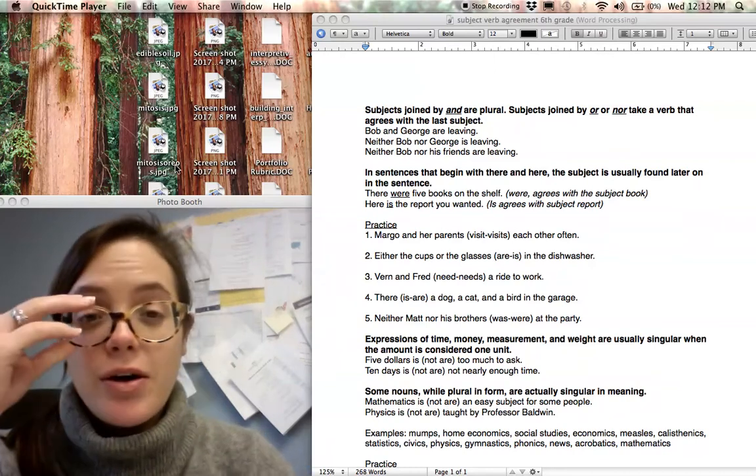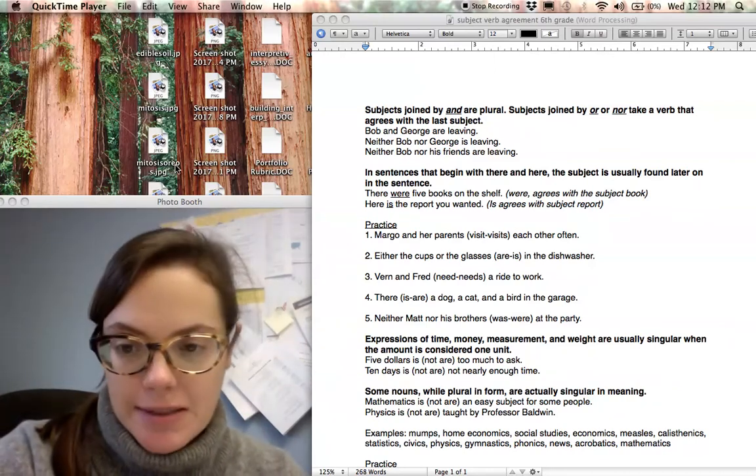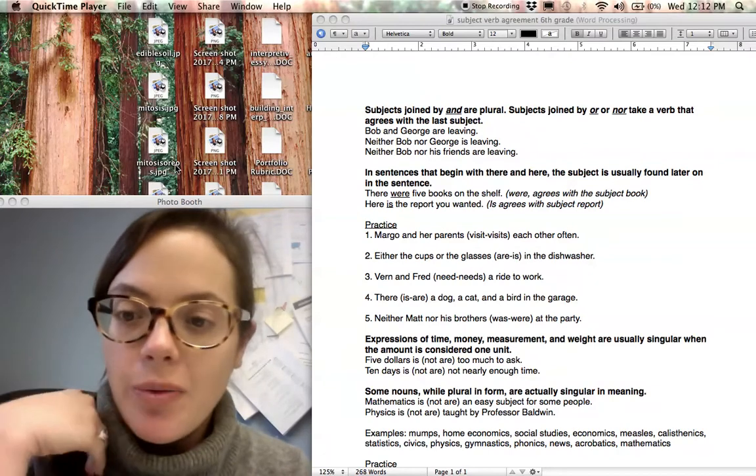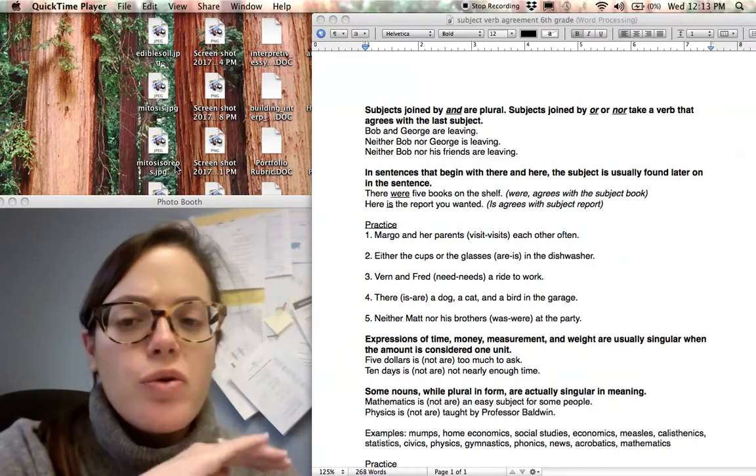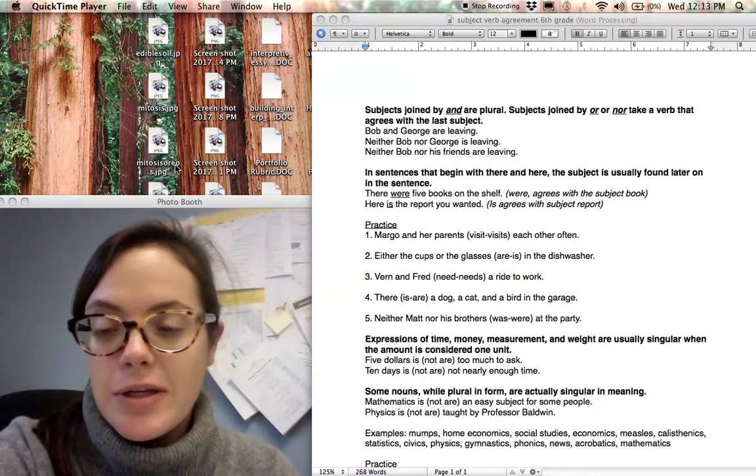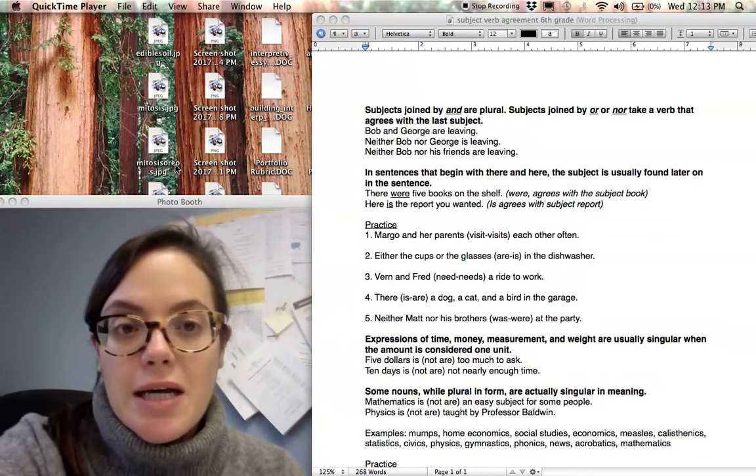Hey guys, so today we're going to talk a little bit more about subject-verb agreement. You've been doing well with basic subject-verb agreement, but there are a few things that can get a little tricky with it that we tend to mess up a lot, so I want to talk about those today.